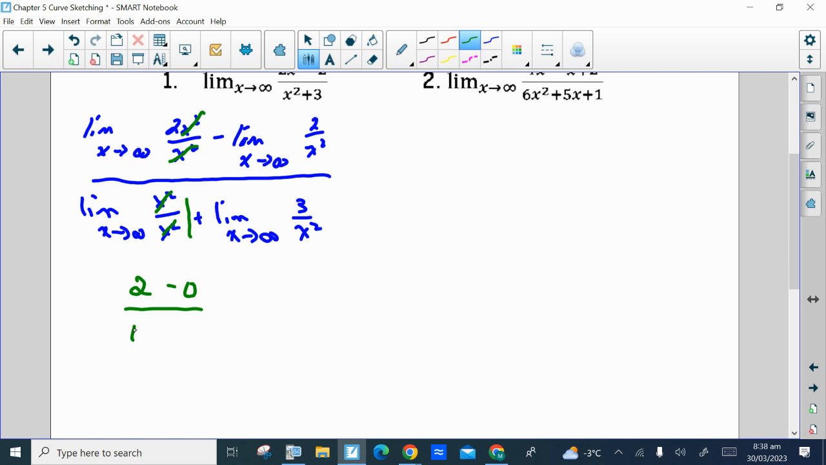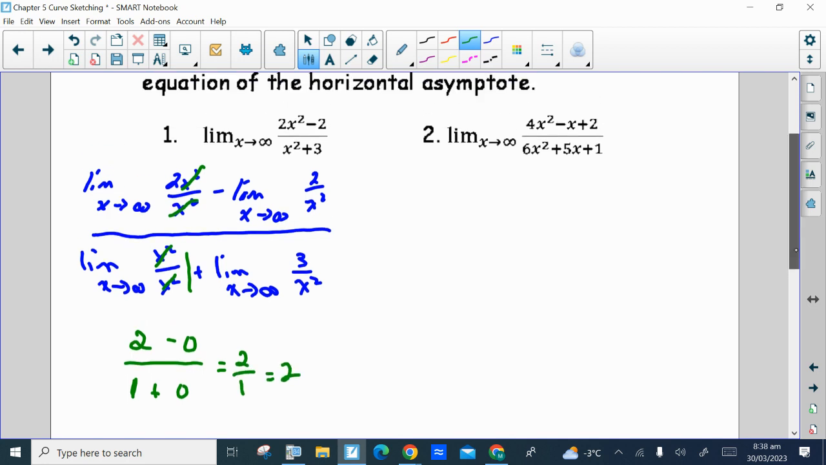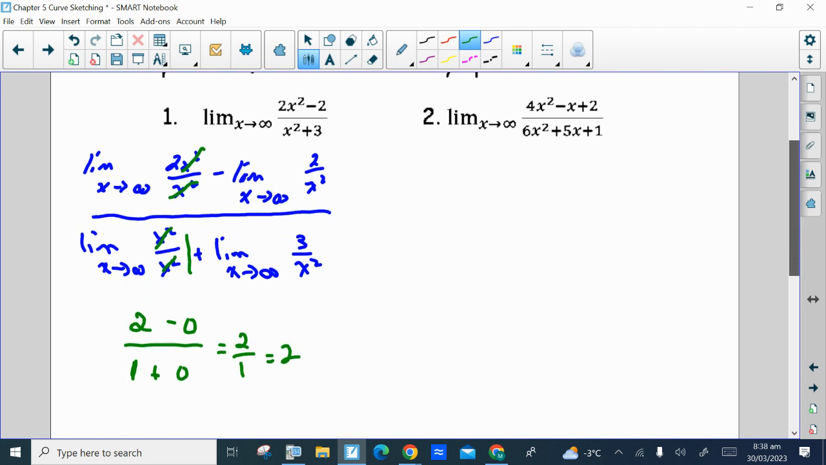On the bottom, it's going to be 1 because the x squareds cancel completely. So you're just left with 1 there, plus the same thing will happen for the second term on the bottom. As x gets larger and larger, x squared will get bigger and bigger. When you divide 3 by a number that gets bigger and bigger, it'll get smaller and smaller, and again approach a value of 0. So this gives us 2 over 1, which is 2. Okay, so we did this before.